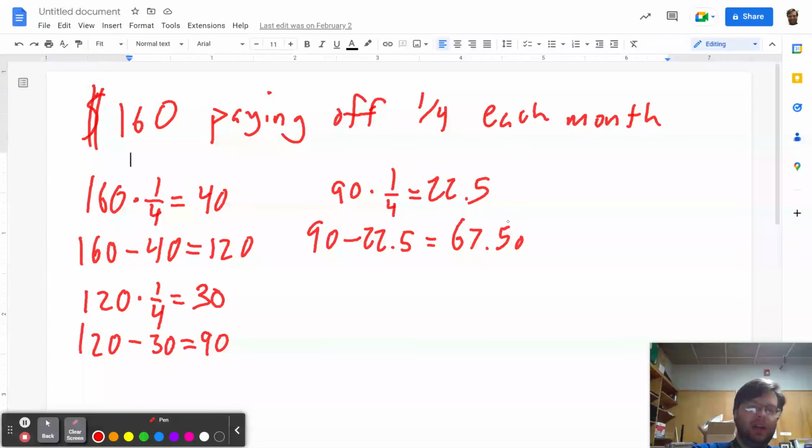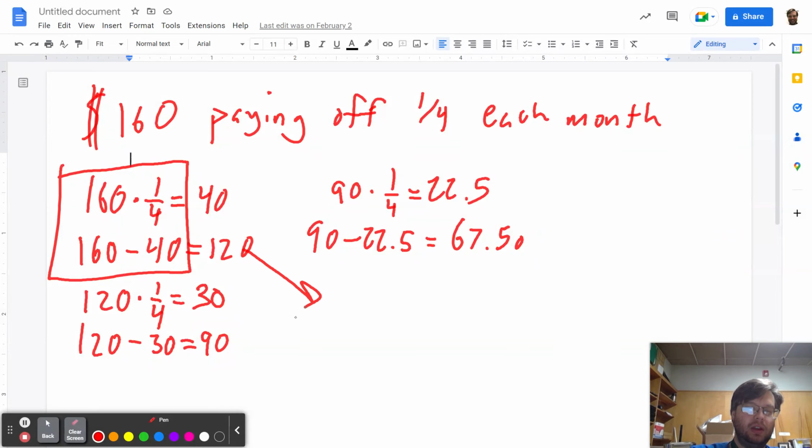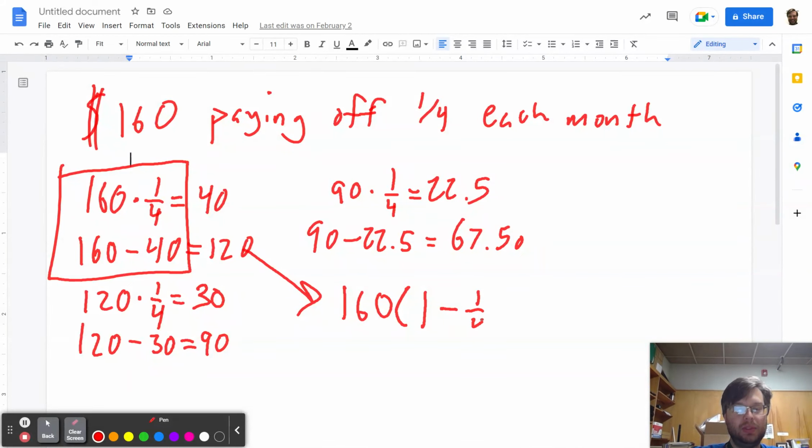Same as before, I can actually factor these two steps into one step. I can factor it into 160 times 1 minus 160 times a quarter. Now, where does that come from? That's because the process I just did was 160 minus 40. Well, 160 times a quarter is 40, and 160 times 1 is 160.